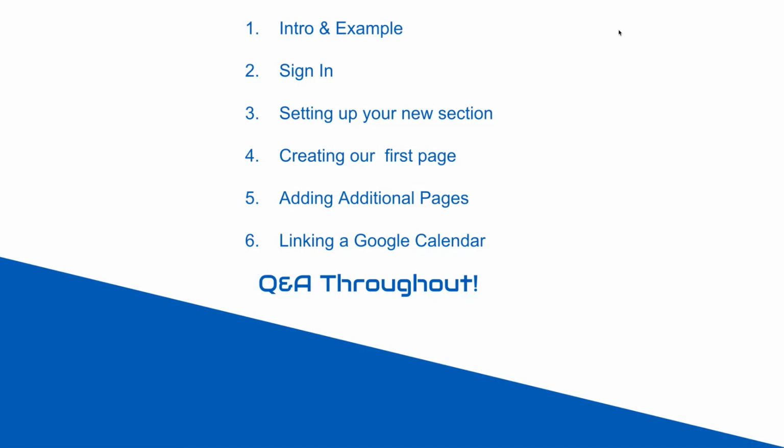What we're then going to see are the steps for setting up your new section. We'll also talk about how you're going to get started with creating your first page. I'm going to demo some of the cool things that you're going to be able to do with that. And at that point, I'm going to give you all some time so you can work on your new sections on your website. From there, we're going to talk about adding additional pages. We're going to see how to work with that. And finally, we're going to have a chance to see how you can link a Google Calendar to your department calendar on the website.